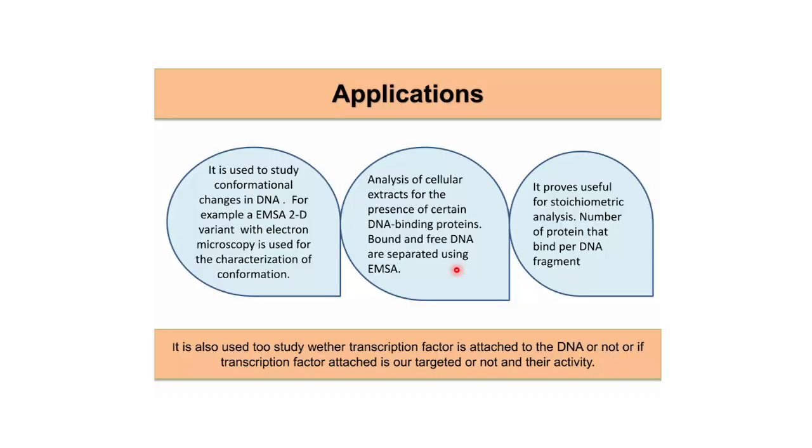So these EMSAs have different applications in understanding the conformational changes that you see in the DNA, and maybe also from the perspective of a protein. For example, if we are running an EMSA for a 2D variant with electron microscopy, you can understand whether the DNA is changing its conformation or the protein is changing its conformation, and why the binding is getting weaker or stronger. So it helps in the characterization of the conformation.